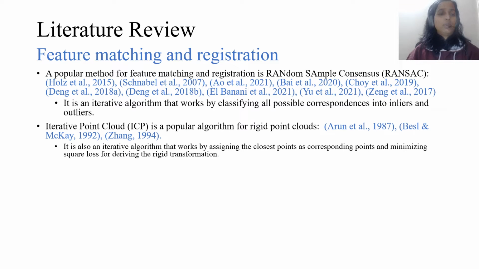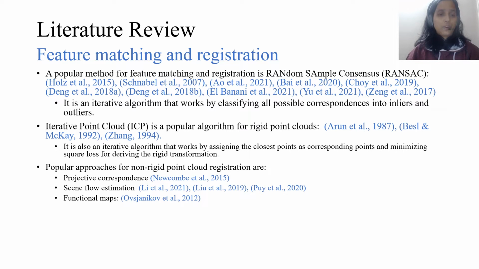Iterative closest point, which is also known as ICP, is a popular algorithm for rigid point clouds. It is also an iterative algorithm that works by assigning the closest points as corresponding points and minimizing square loss for deriving the rigid transformation.